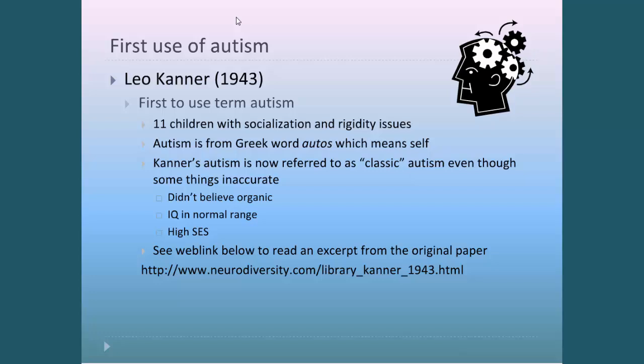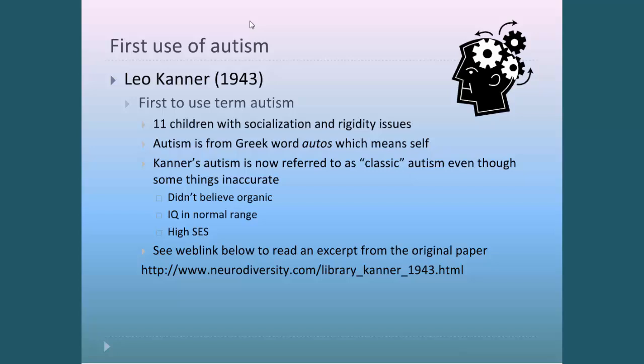Kanner's autism is now referred to as classic autism, even though some of the things that he talked about were actually not accurate in what we now think of as autism and the behavior characteristics that we ascribe to them. In the first place, Kanner did not believe that this was organic in nature. He thought that this was brought on from nature or the environment around the child, whereas we know now, of course, that it is organic.